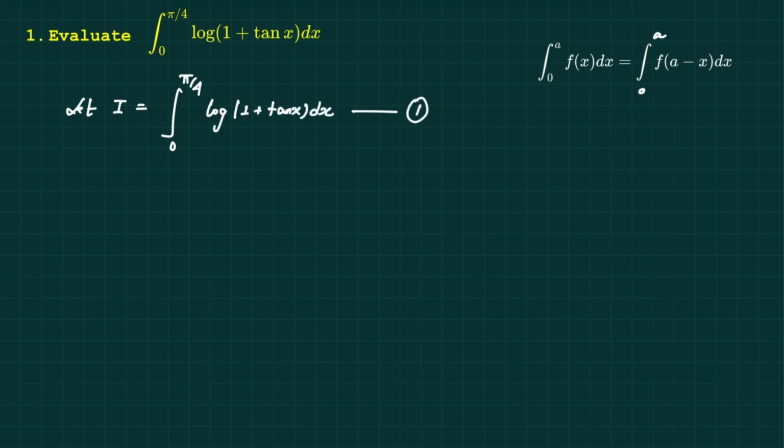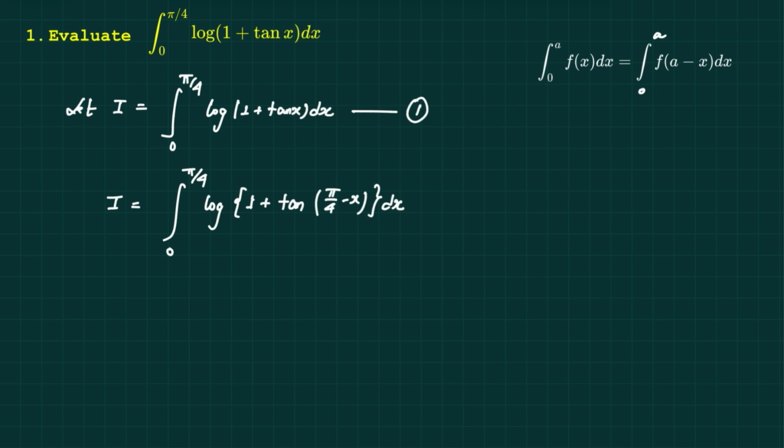Now let us use the property, that is, instead of x we have to write a minus x. Here the value of a is pi over 4. So instead of x we will write pi over 4 minus x. Using that property, this integral I will be equal to the integration from 0 to pi over 4 of log of (1 plus tan of (a minus x), that is pi by 4 minus x) dx. Here we will expand this tan of (pi by 4 minus x) using the formula for tan (a minus b).